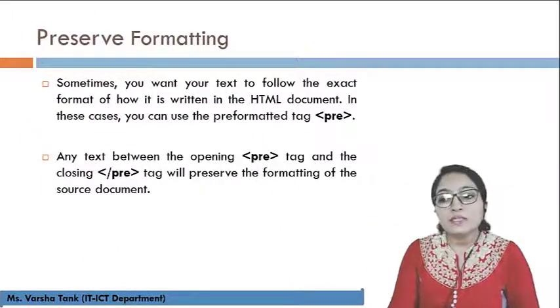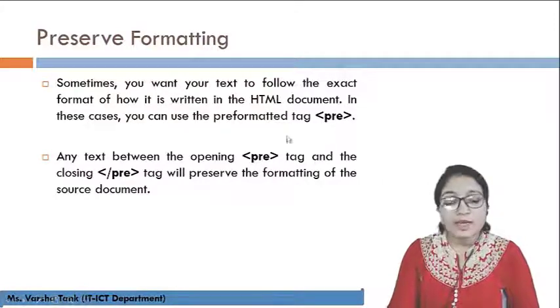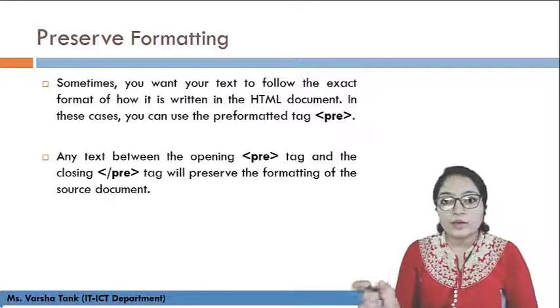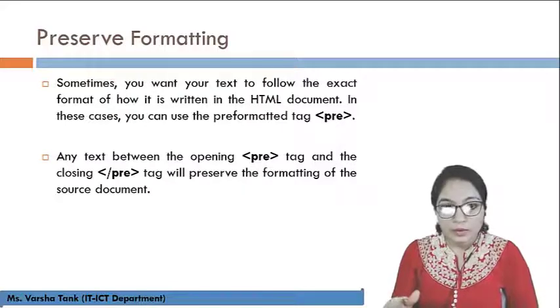Now the next one is preserve formatting. Sometimes you want your text to follow the exact format of how it is written in the HTML document. In this case, you can use the pre-formatted tag, that is PRE. That means, suppose sometimes you are going to define functions, so void main function, then in curly brackets you are writing something. If you have not used the pre-formatted tag, then what will happen?